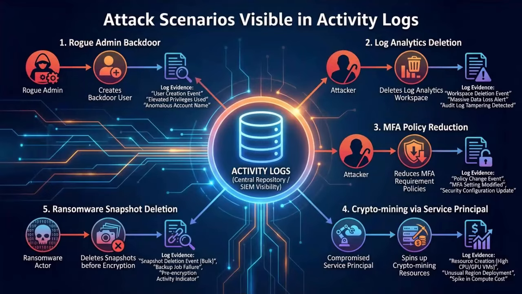For example, a log admin creates a backdoor user. This can be viewed in activity logs. You can see it. Attacker reducing MFA requirement policies. Also, attacker deleting a log analytics workspace. Another example is compromised service principal spinning up crypto mining resources. This is very common in cloud environments. Ransomware actor deleting snapshots before encryption. These are high impact events, and activity logs basically expose every single one of them.